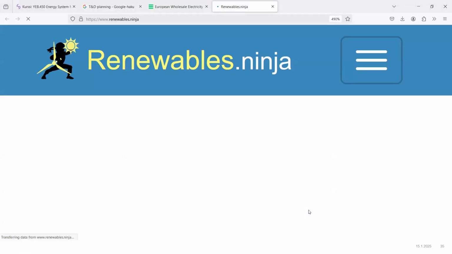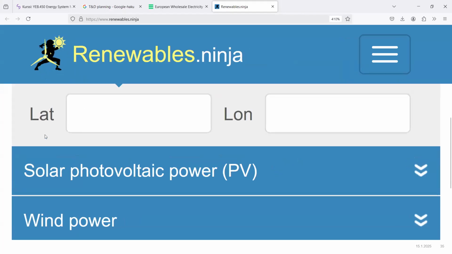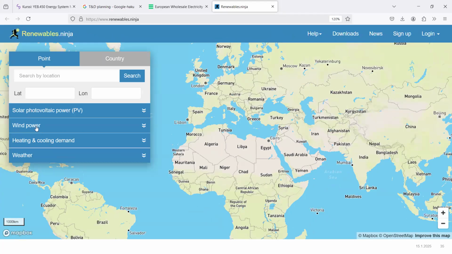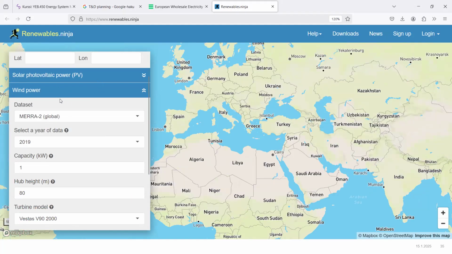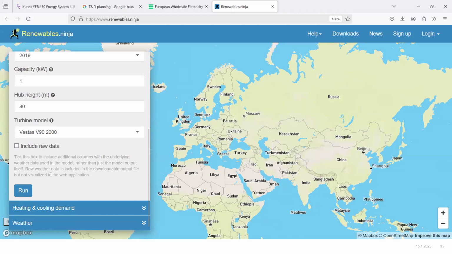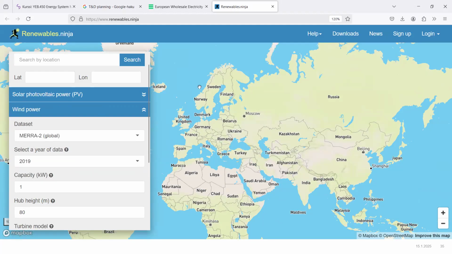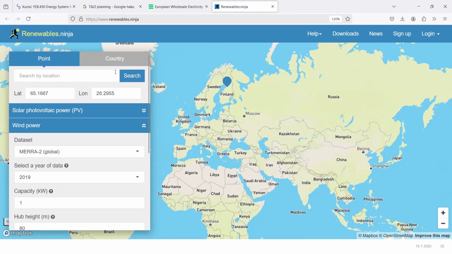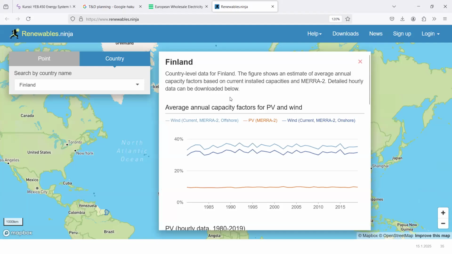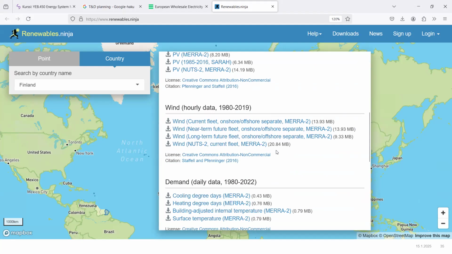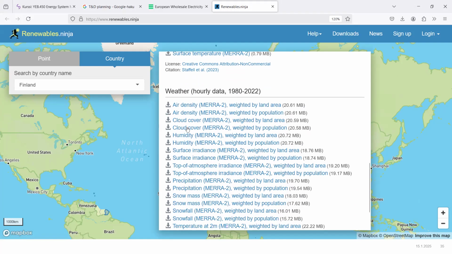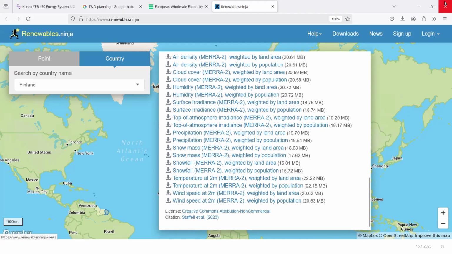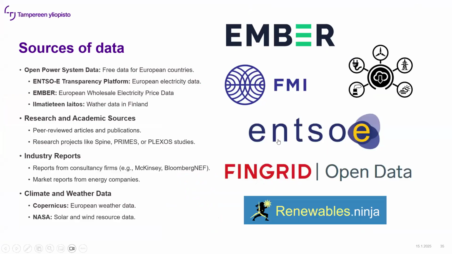That gives you, for example, let's take the wind power dataset, MERRA, and can I take the country from here? There, country, Finland. And it's going to give me, for example, the wind current fleet or capacity factors should be here as well. But there's a lot of data. You can check that out, and we're going to see that in the exercises.